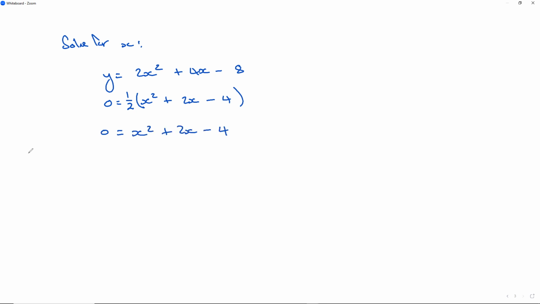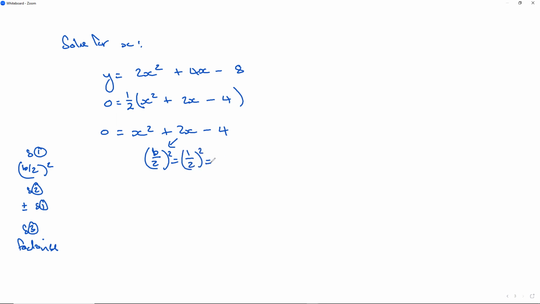And now I go back to step 1, which is b over 2 squared. Step 2, plus minus step 1. Step 3, factorize the first 3 terms, etc. So here we're going to take b divided by 2 first. So let's take that b value divided by 2, squared. That will become 1 divided by 2, squared, which will be a quarter.